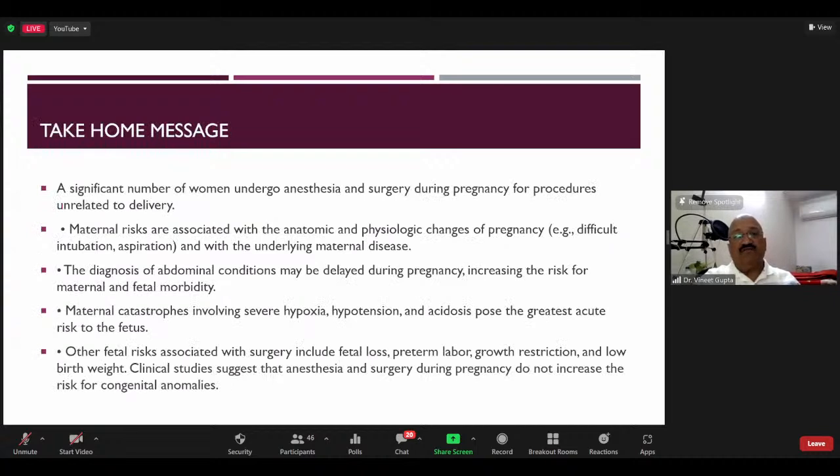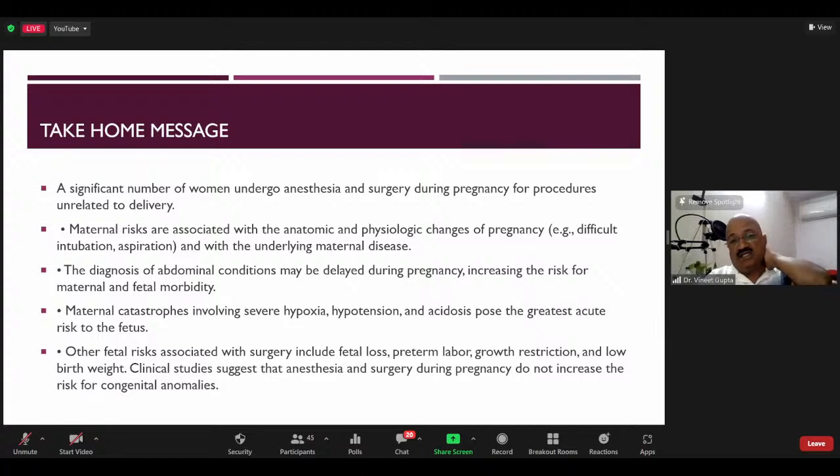Take-home message: a significant number of women undergo anesthesia and surgery during pregnancy for procedures unrelated to delivery. Maternal risks are associated with anatomic and physiological changes of pregnancy, that is, difficult intubation or aspiration, and with the underlying maternal disease. The diagnosis of abdominal conditions may be delayed during pregnancy, increasing the risk for maternal and fetal morbidity. Maternal catastrophe involving severe hypoxia, hypotension, and acidosis poses the greatest acute risk to the fetus. Other fetal risks associated with surgery include fetal loss, preterm labor, growth restriction, and low birth weight.